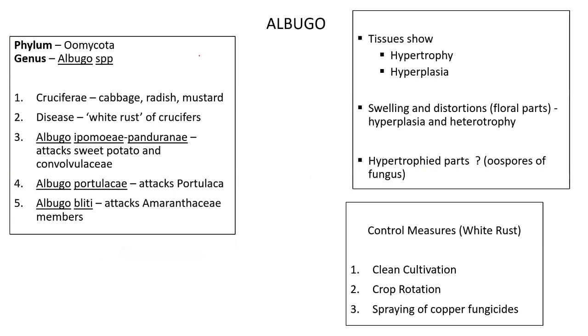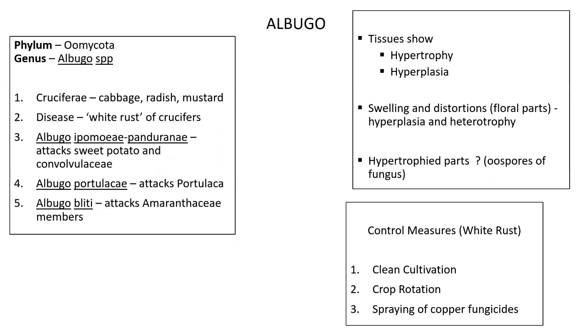Then we move on to the second genus of the phylum, and that is Albugo. It causes white rust of crucifers in the Cruciferae family, and Albugo ipomoeae-panduratae attacks sweet potato or the Convolvulaceae family. Albugo portulacae attacks Portulaca, or Albugo bliti attacks the Amaranthaceae family.